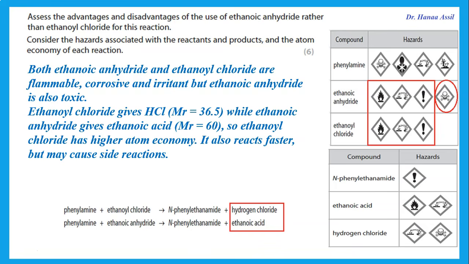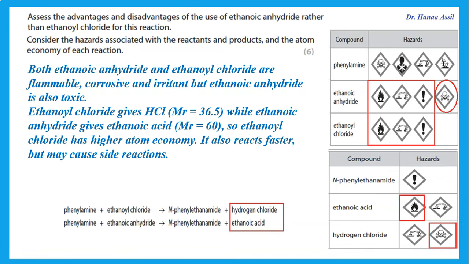You know how to calculate atom economy? Atom economy is the MR of the required product, which in this case is N-phenylethanamide, over the total. So if the MR of the other product is larger, then the atom economy is smaller. So the one that gives HCl is higher atom economy. It also reacts faster. We were told that ethanoyl chloride reacts faster, but that means that it may cause side reactions. So that could be another disadvantage of the ethanoyl chloride reaction.